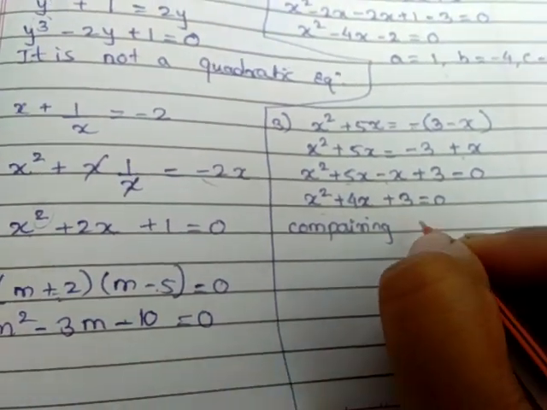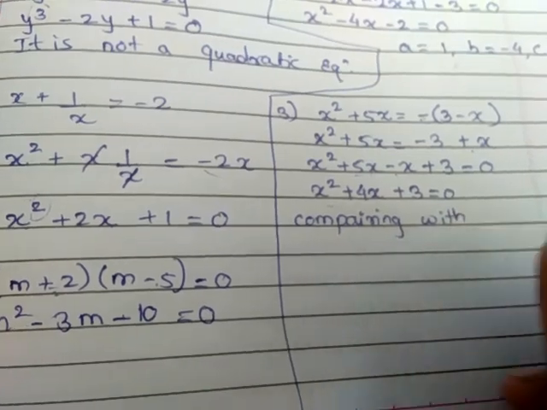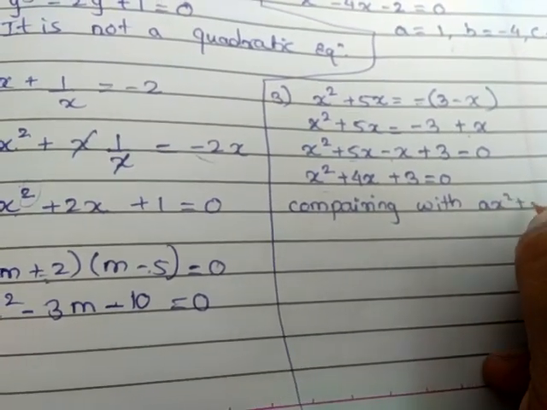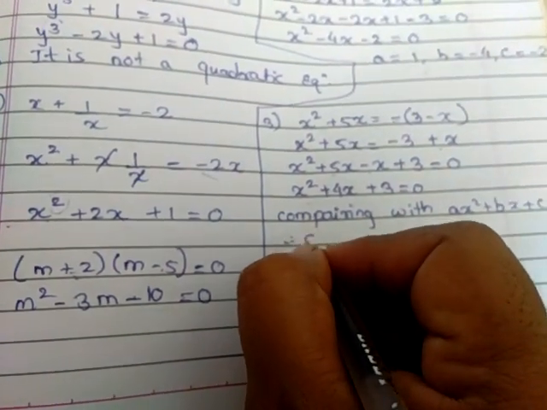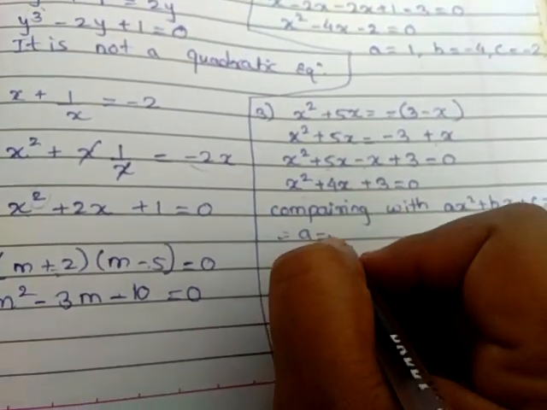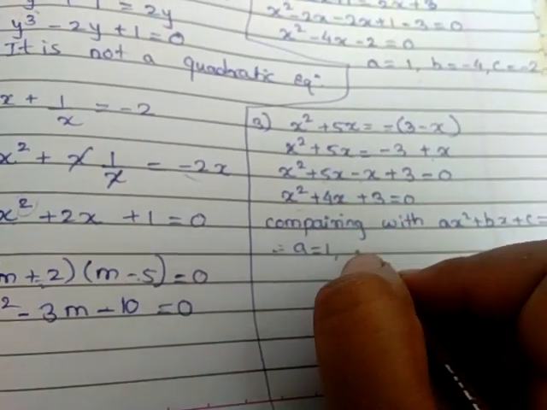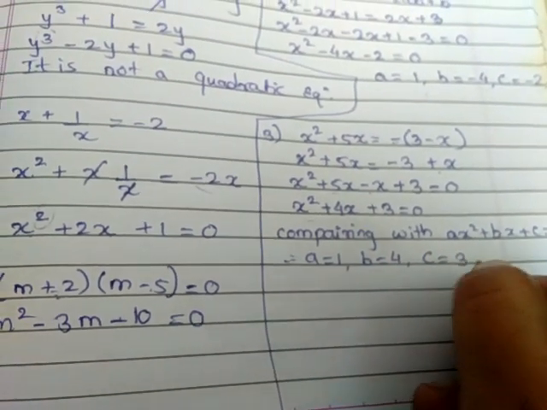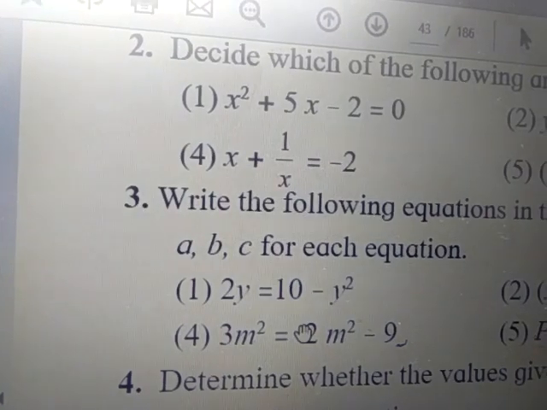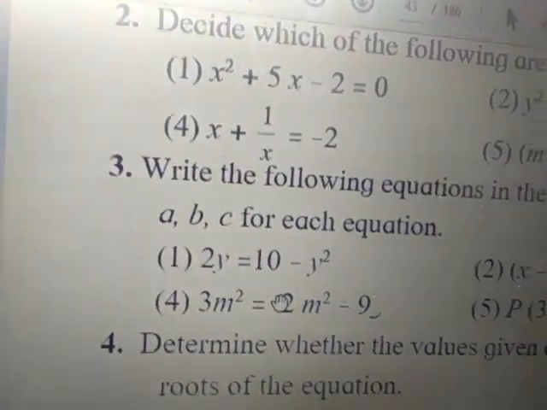Comparing with ax square plus bx plus c is equals to 0. Therefore, the value of a is 1, the value of b is 4, and the value of c is 3. Okay, now the next question.